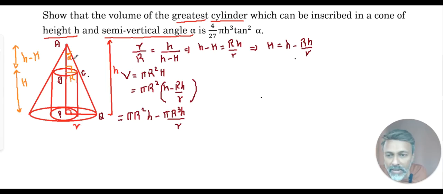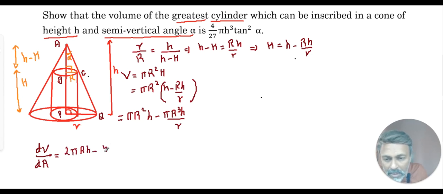The cone was already given, height is given, alpha is given, so the radius R is also a constant here of the cone. Let's differentiate with respect to small r, which is the radius of the cylinder. So we get dV upon dr. Let's write here dV upon dr is equal to 2 pi rH minus 3 pi r square H upon R. Let's equate it to 0.